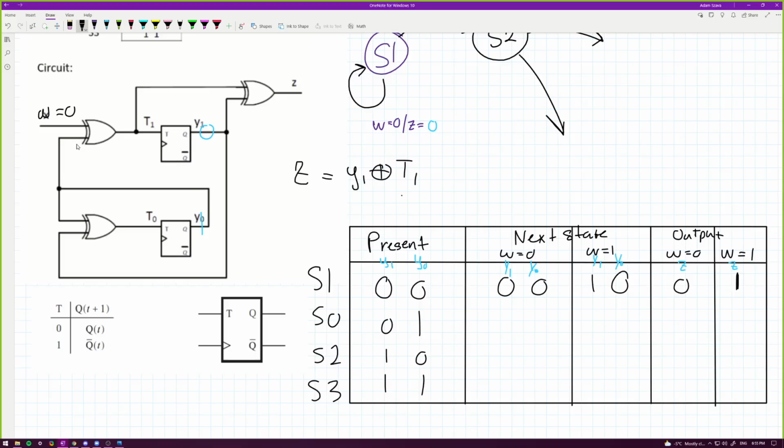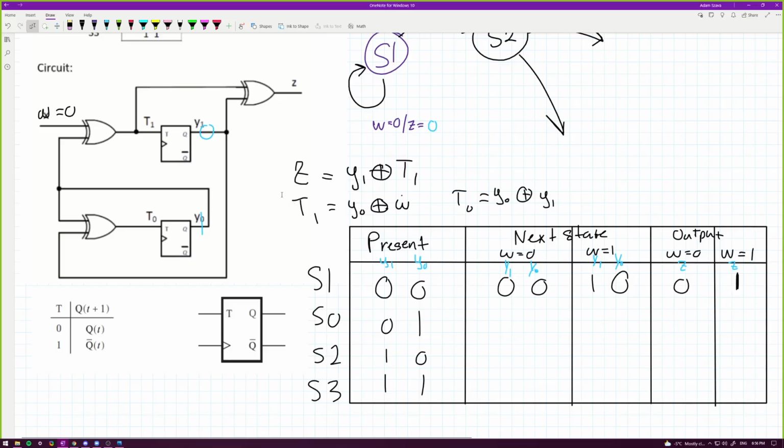And T1 is Y0 XOR W, where Y0 is the present state. And T0 is going to be Y0, so that's one of the inputs, and then we're going to XOR with Y1. Yes, that makes sense. And so from here, essentially, we have a way to determine the next state just given these variables.